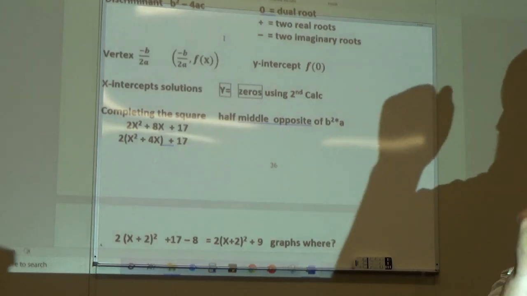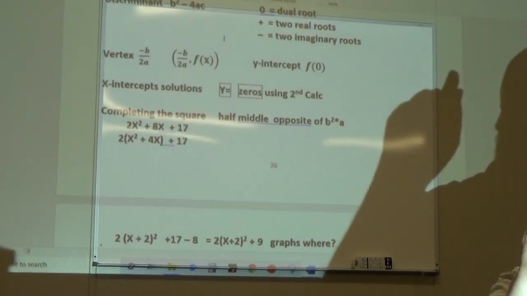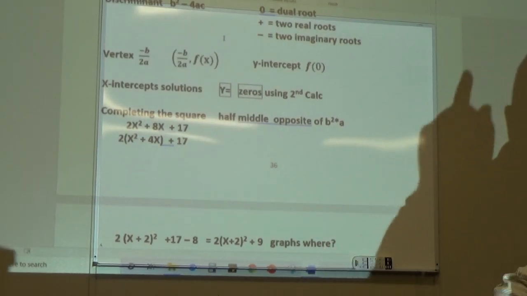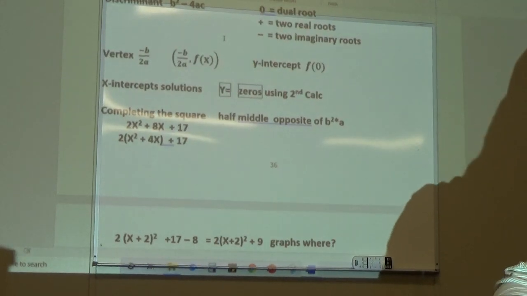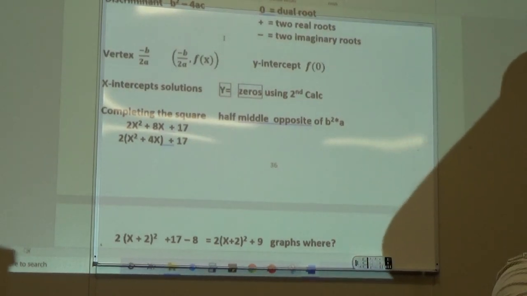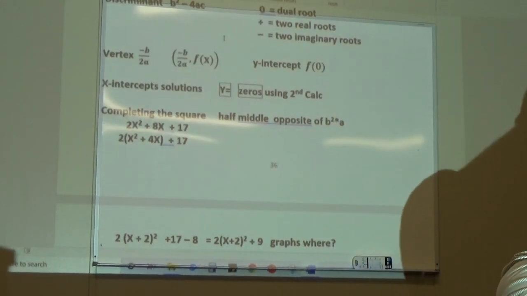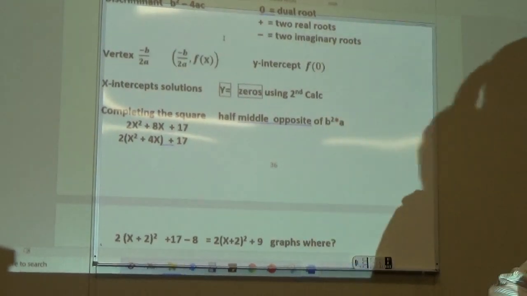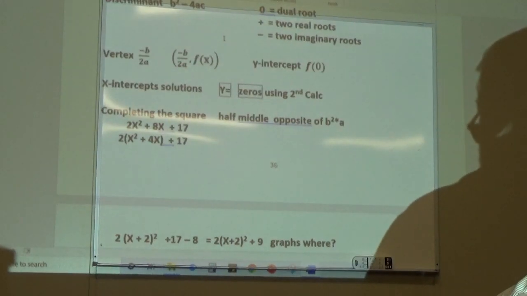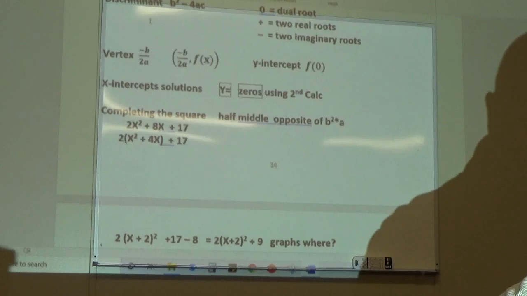If the discriminant is 0, then you have 1 dual answer because you have negative b plus 0 divided by 2a, and negative b minus 0 divided by 2a, which is the same number. That's why it ends up being called a dual root.